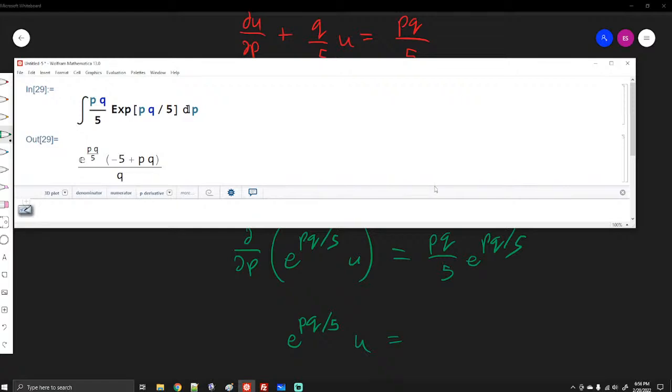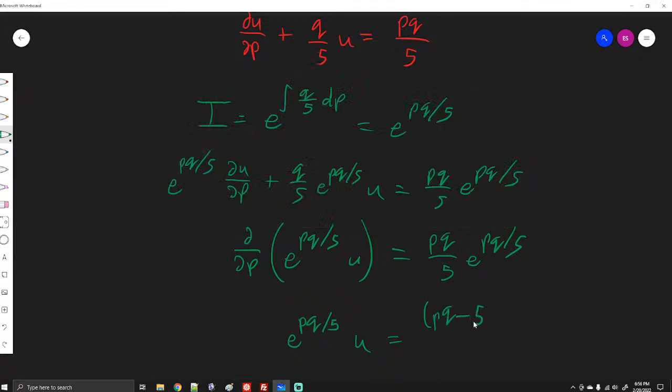To do this, we would just use integration by parts. I just want to avoid the algebra so that I can focus on the real problem. So on the right side, I have (pq minus 5) over q times e to the pq over 5, and now plus an arbitrary function f of the remaining variable q, because I integrated partially with respect to p. So I have this arbitrary function here.